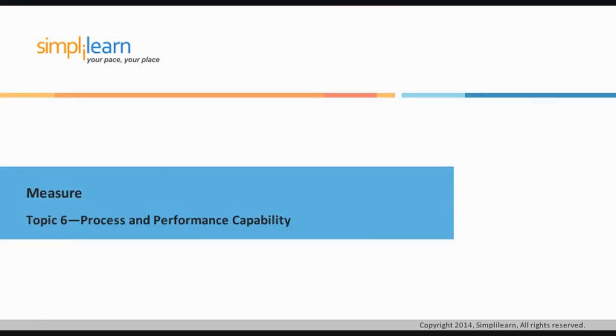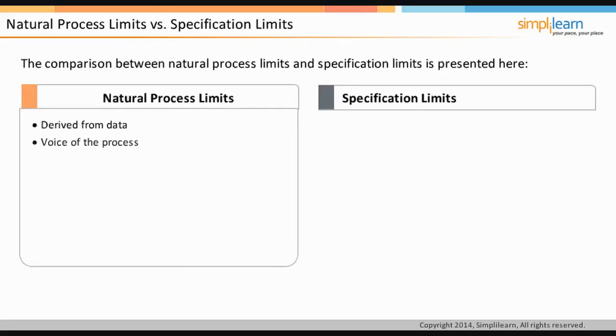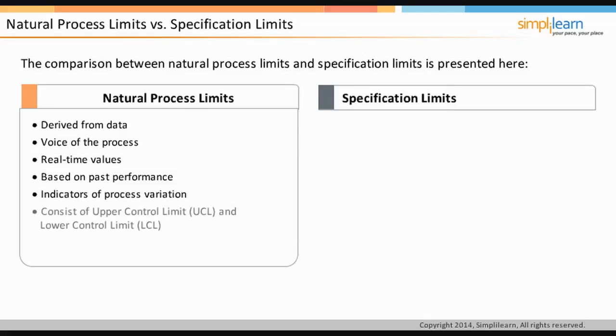In the following screen, we will look at the differences between natural process limits and specification limits. Natural process limits, or control limits, are derived from the process data and are the voice of the process. The data consists of real-time values from past process performance. Therefore, these values represent the actual process limits and indicate variation in the process. The two control limits are upper control limit, UCL, and lower control limit, LCL.